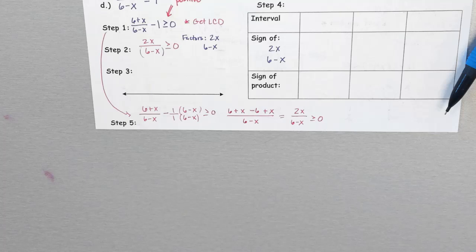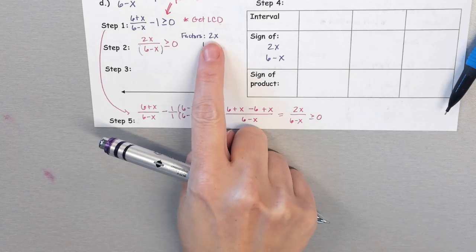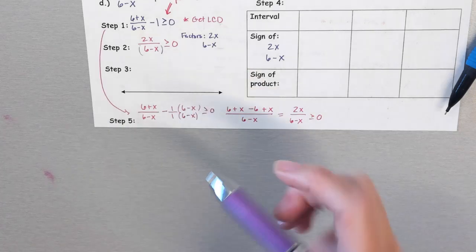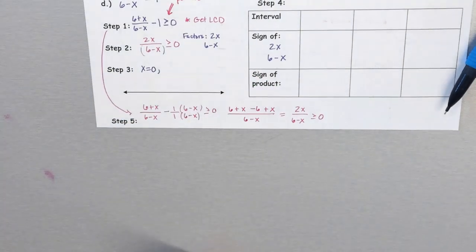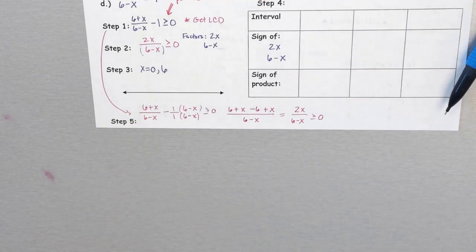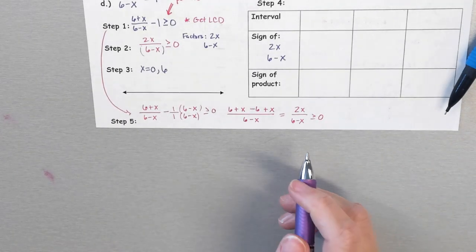Okay, now, when you're doing your key points, the first thing is you have to find what makes this 0. So if it's 2x, what would you plug in for x to make that 0? 0. Okay, for 6 minus x, what would you plug in for x to make it 0? 6. Now, before we talk about the brackets, I'm going to give you a hint that this one's a little different. You see the equal to, which tells you what? The equal to tells you that you're going to need hard brackets.